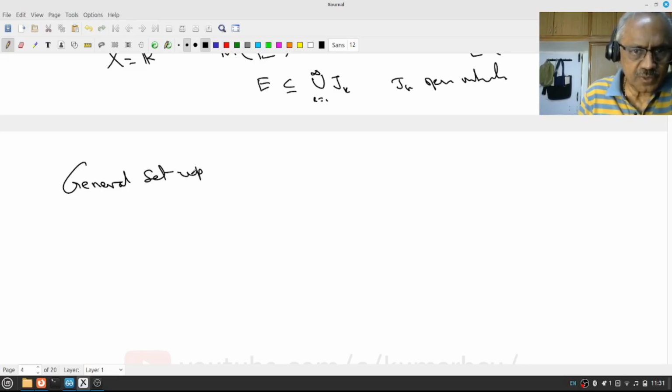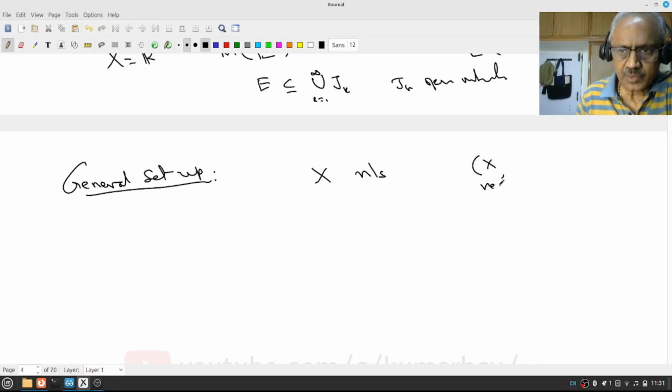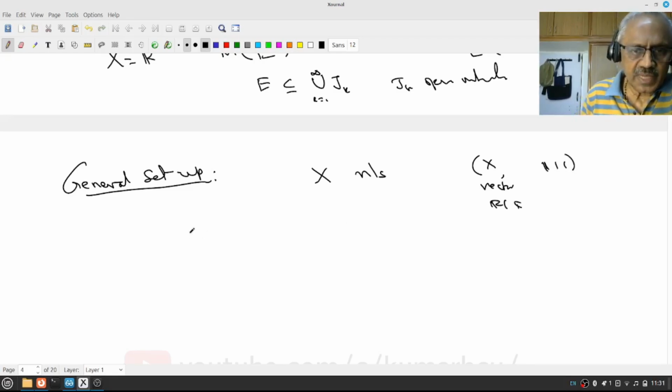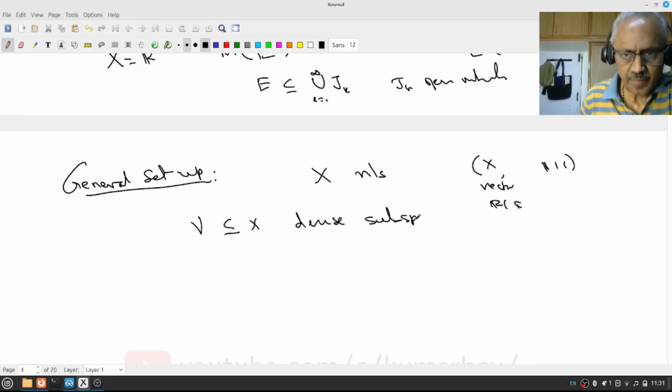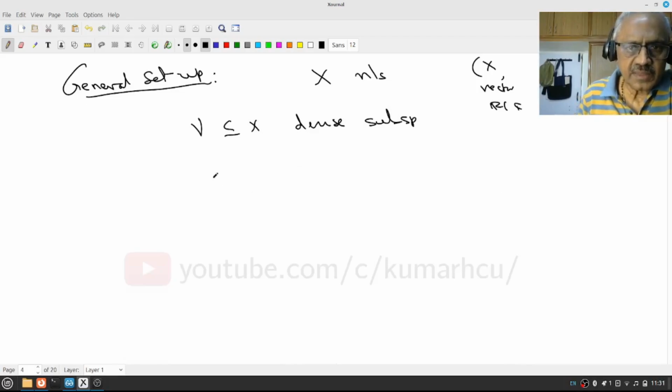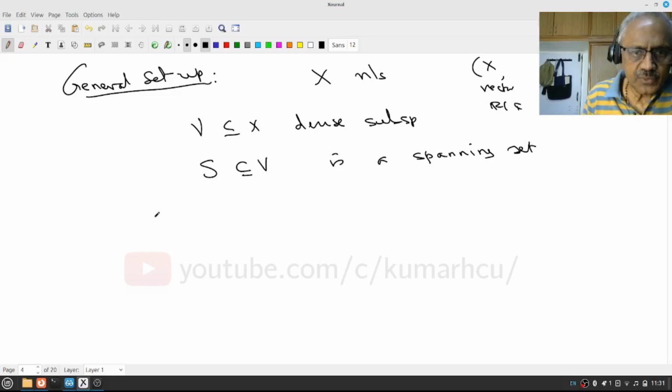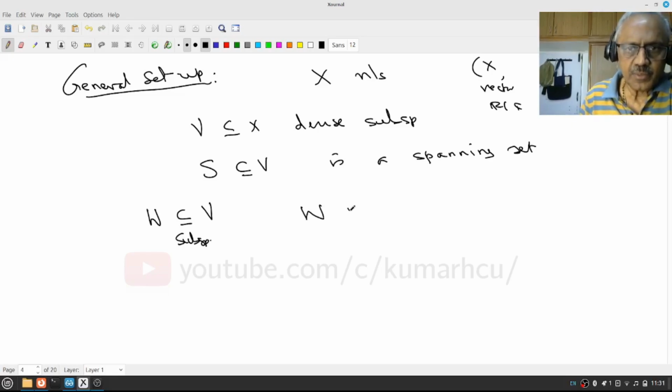This will also help you when you go to functional analysis. Suppose X is a normed linear space. That is, X is a vector space over R or C with a norm. And suppose I have V, a dense subspace. Right? And let's assume S, a subset of V, is a spanning set. Now suppose I have W, which is a subspace of V. I want to say W is dense in X. We want to claim this.